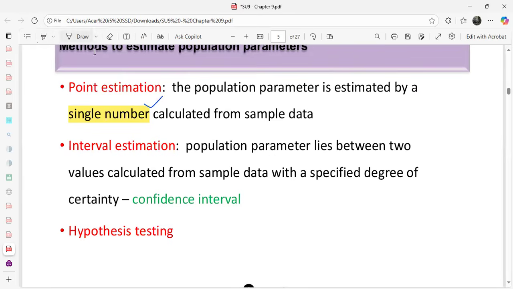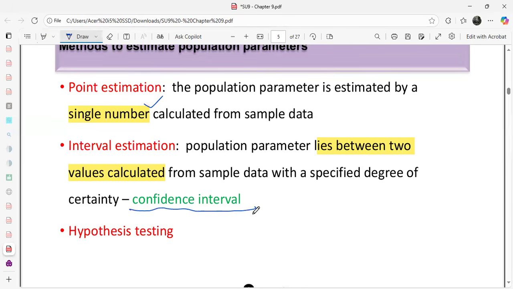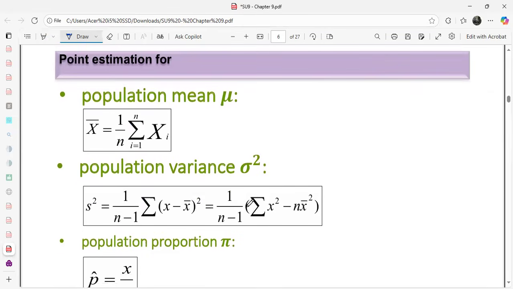The interval estimation lies between two values. So this is when you're going to deal with the two values. The one is going to be the upper value, the other one is going to be the lower. You will see that when we do the interval estimation. They call it the confidence interval, where they will say the confidence interval for 95%, 90%, 99%. Okay. All right, starting with this one.